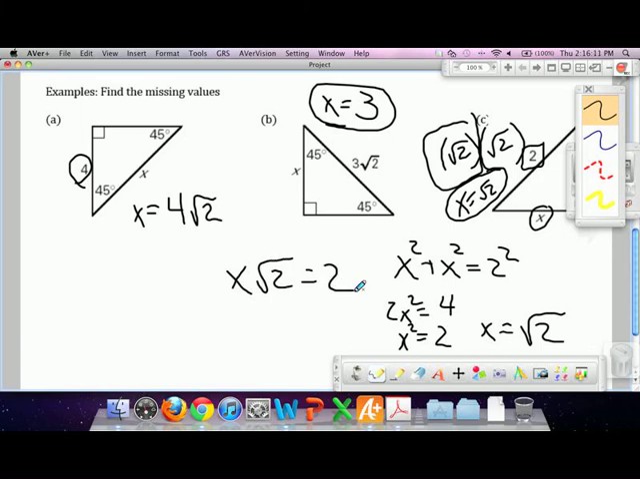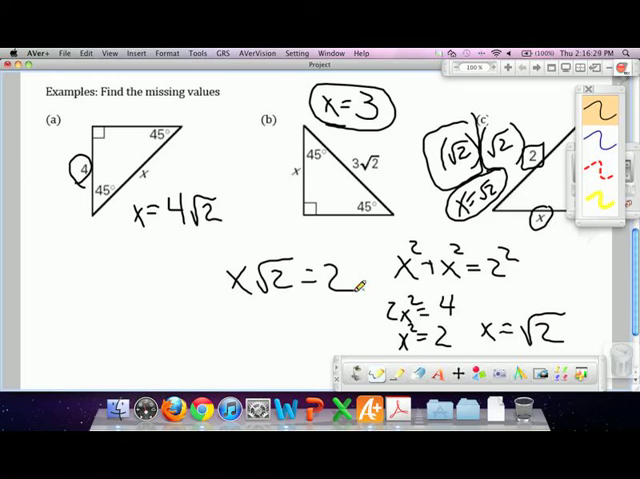What x makes this true? It's one way to say what times this is whatever's over here. In this case, it happened to be itself. It happened to be square root of 2.